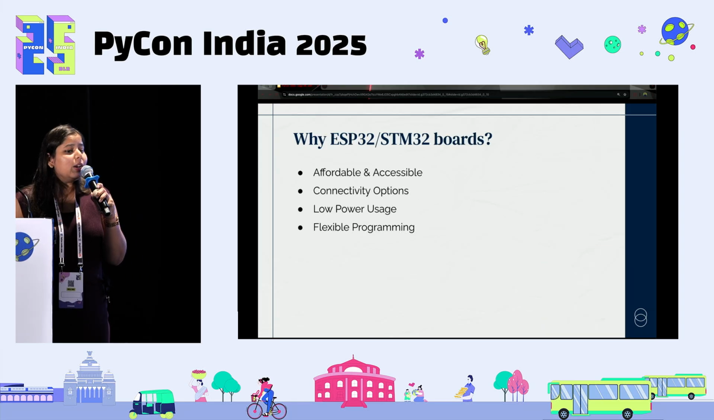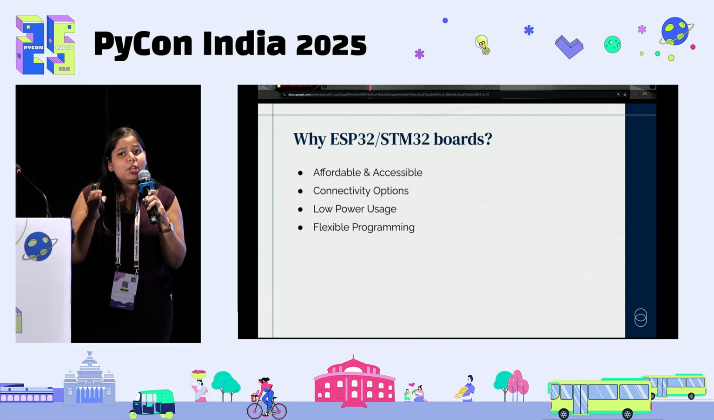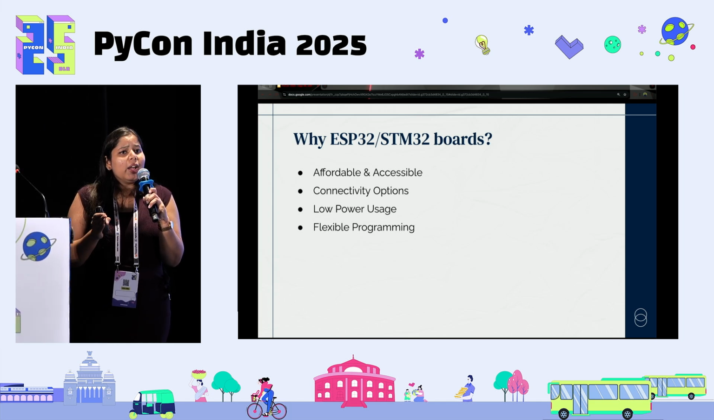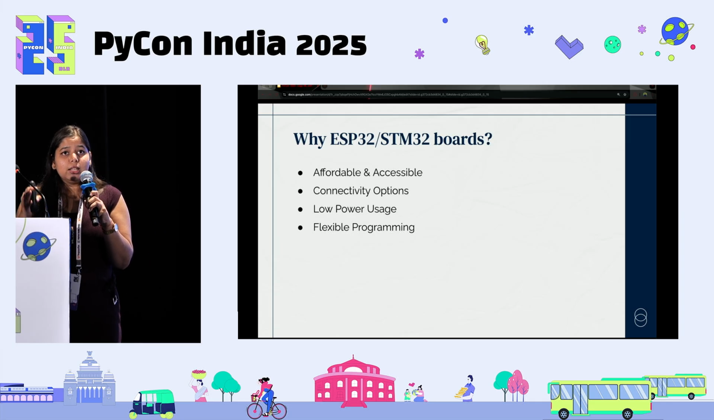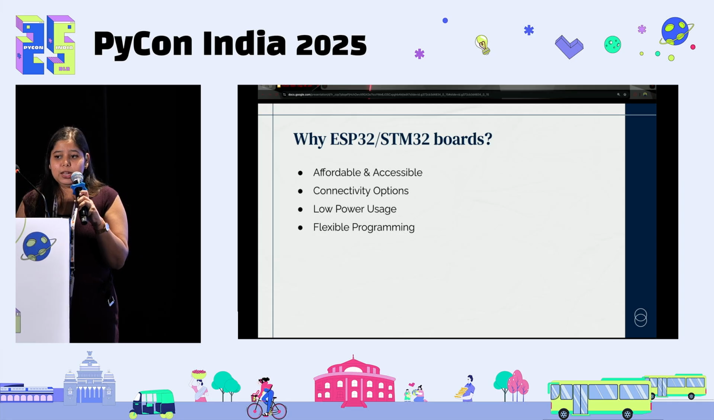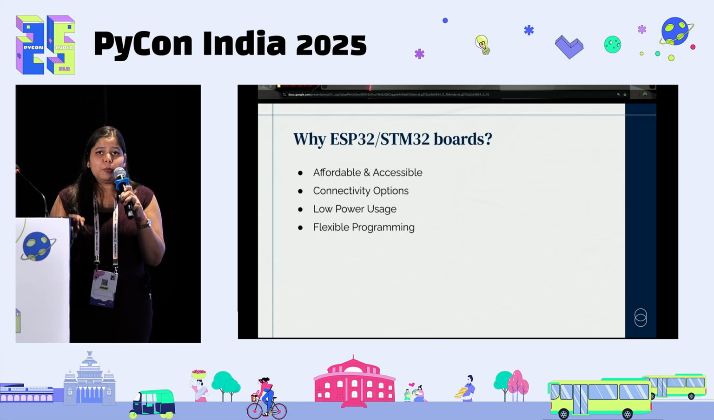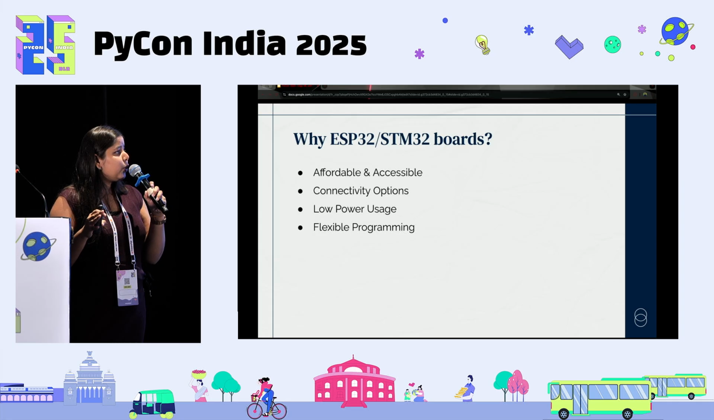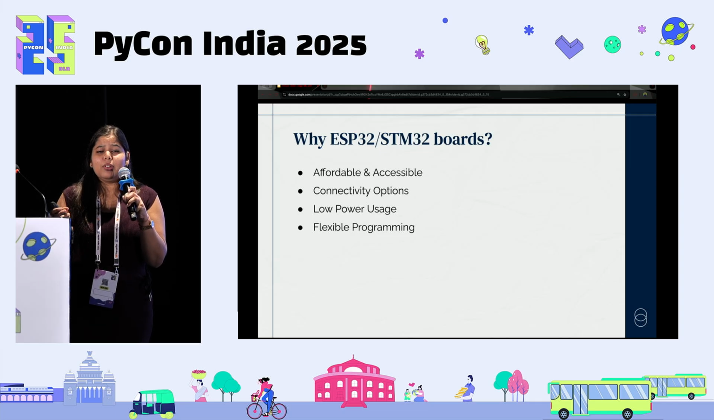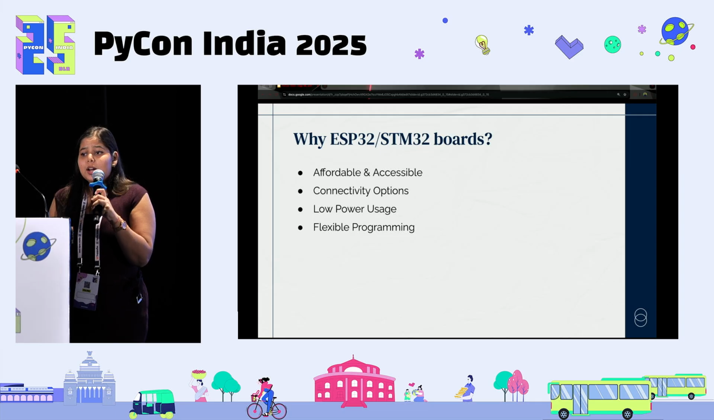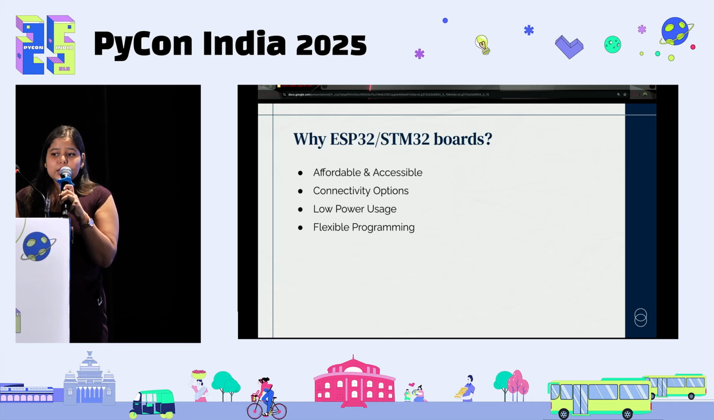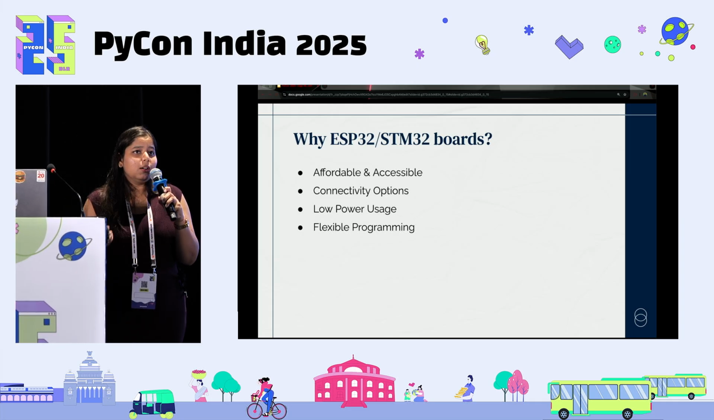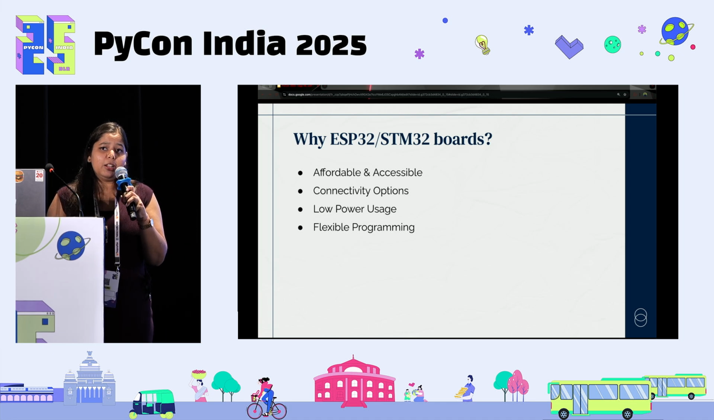Okay, so now you may be wondering what's special about these microcontrollers, why they are so special. The main reason is that they strike the perfect balance between cost, performance, and flexibility. Firstly, they are affordable and accessible. These microcontrollers are very cheap, and they are easily accessible for everyone to use. They have better connectivity options. ESP32 has a built-in Wi-Fi and Bluetooth module.